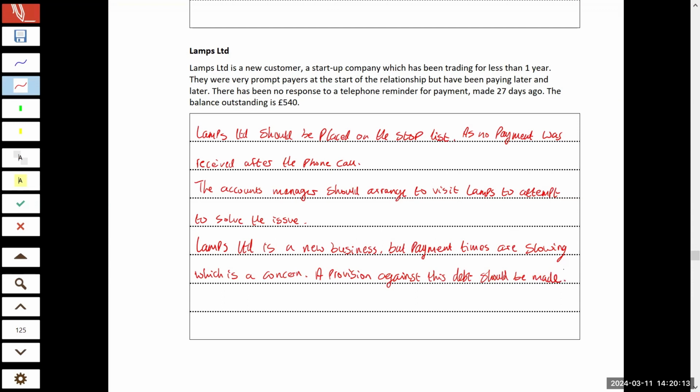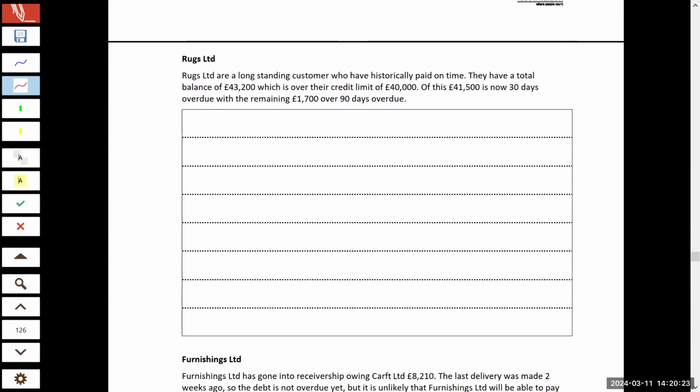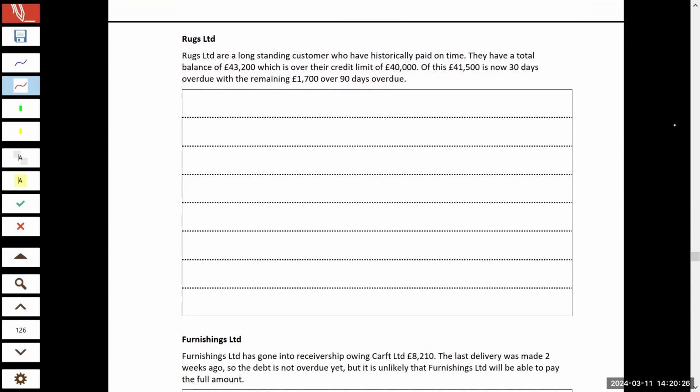Fantastic. So again, a few different points there. You can write them in any order, as long as you're making points, making observations, we've given options, we're talking about what we should do with this debt. Let's look at the next one, which is Rugs Limited. It says Rugs Limited are a long-standing customer who have historically paid on time. They have a total balance of £43,200, which is now over the credit limit of 40k. Of this, £41,500 is now 30 days overdue, with a £1,700 invoice 90 days overdue.